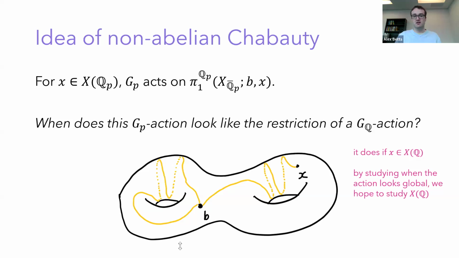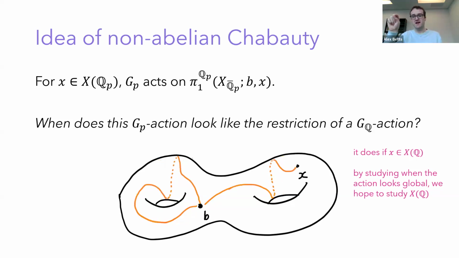And obviously, if this p-adic point X happens to be rational, then this is the restriction of a global Galois action. And so by trying to answer this question of when the local Galois action is a restriction of a global one, you might be able to say something about where the rational points lie inside the p-adic points.